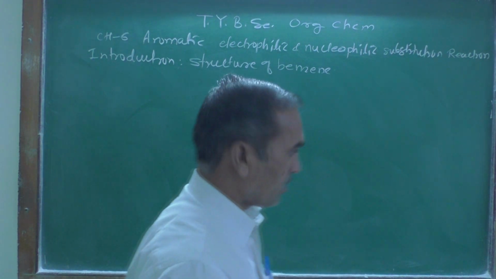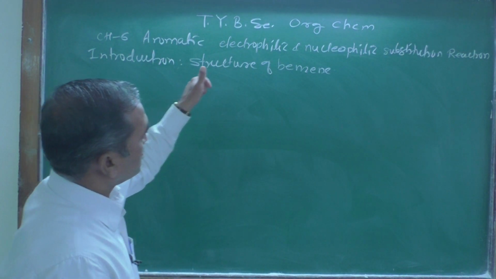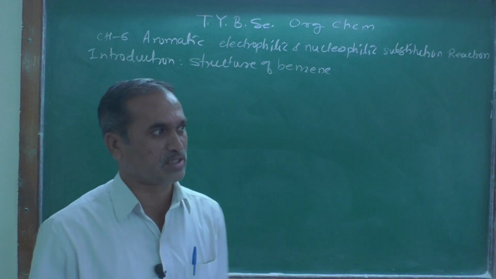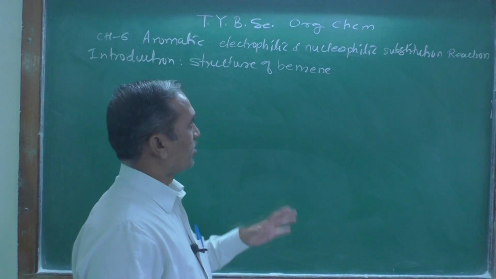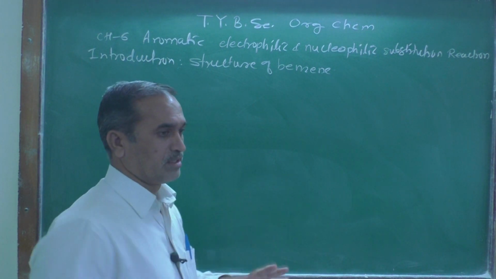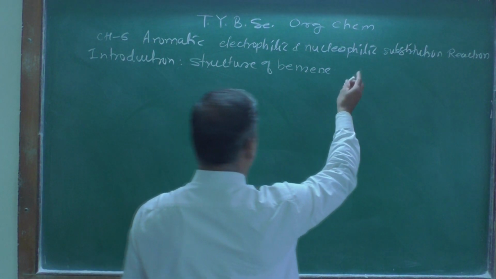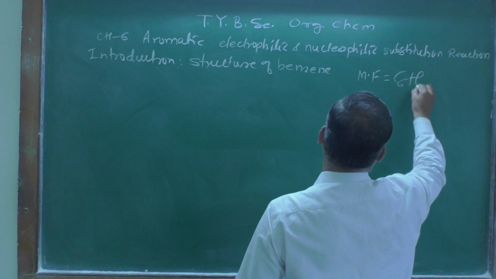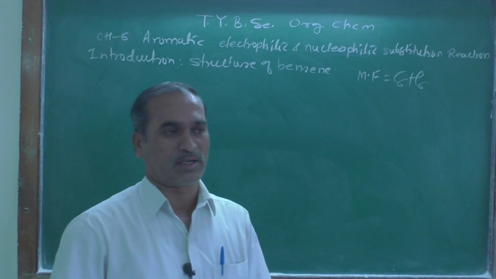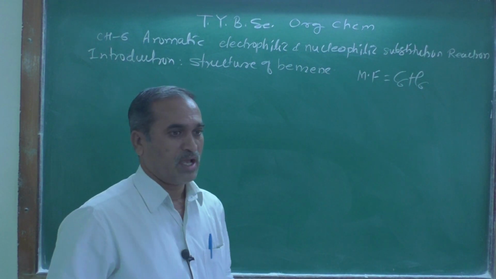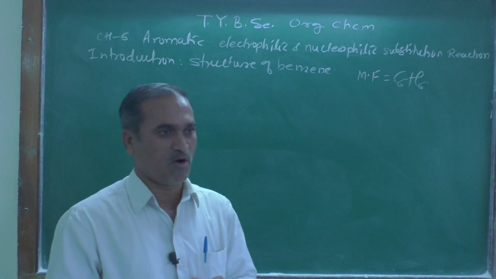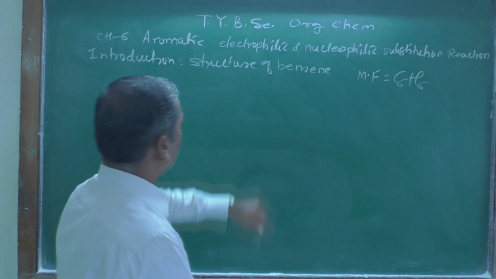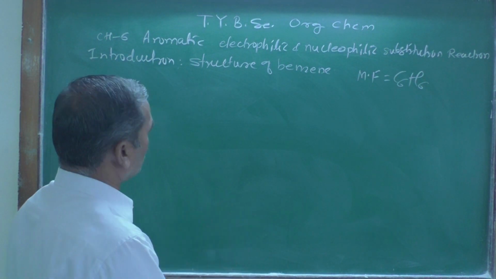The first thing is the structure of benzene, what type of structure benzene has, and how it is built up. The molecular formula of benzene, as we know, is C6H6. Right, there are six carbon atoms and six hydrogen atoms, and how the cycle is formed and the detailed study of the structure of benzene we are going to learn here.